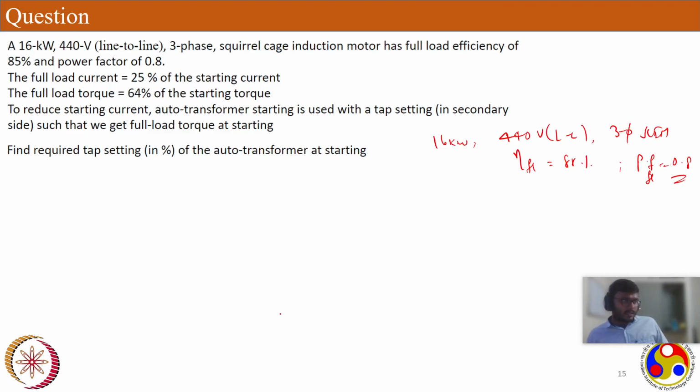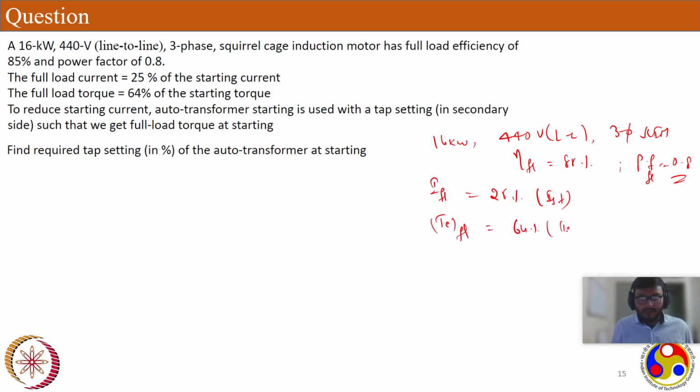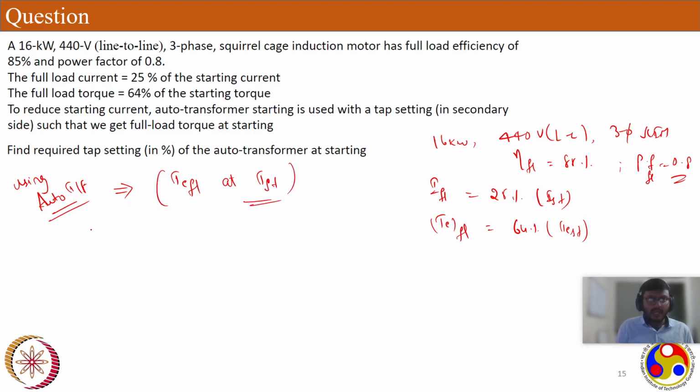Now, what was asked? Another condition is my full load current is equal to 25% of starting current, and my full load torque is equal to 64% of starting torque. And using auto transformer starting, they have got TEFL, that is full load torque at the starting condition. So this is the condition they have achieved using the auto transformer starting.